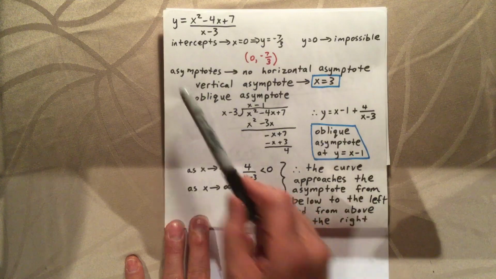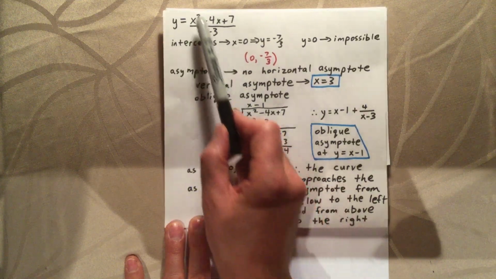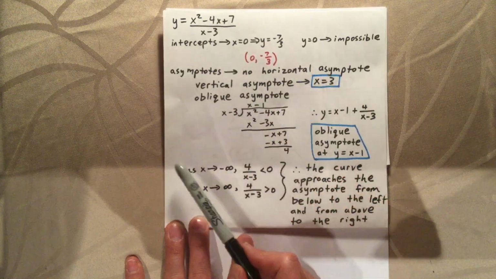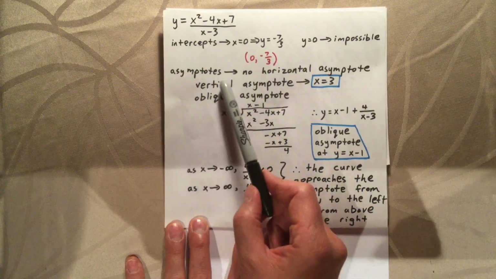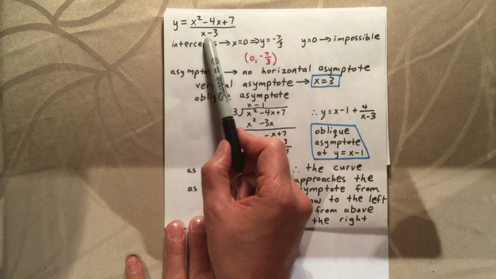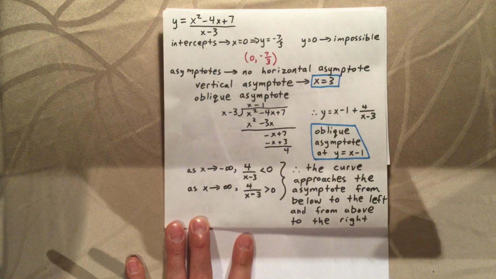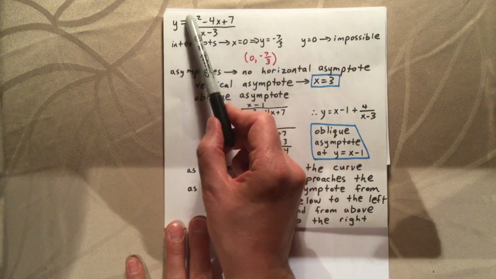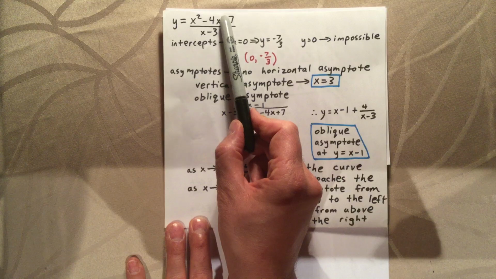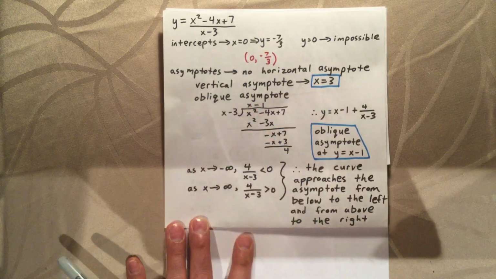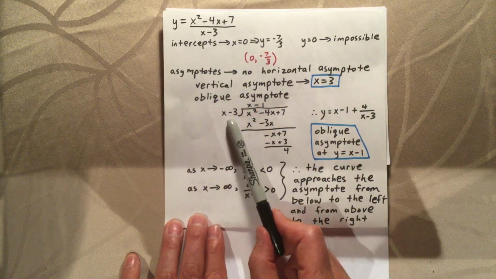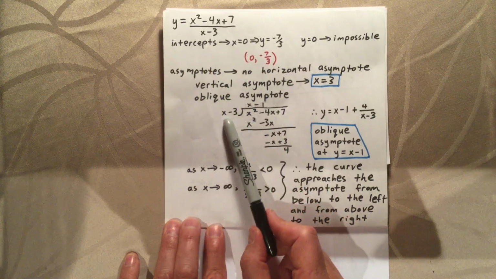Now, in terms of asymptotes, we have degree 2 over degree 1, so there's no horizontal asymptote. We have a vertical asymptote at x equals 3, because that makes the denominator 0 and not the numerator. We can't simplify that numerator at all. We can't factor it, so we have degree 2 over degree 1 after simplifying, meaning we have an oblique asymptote.